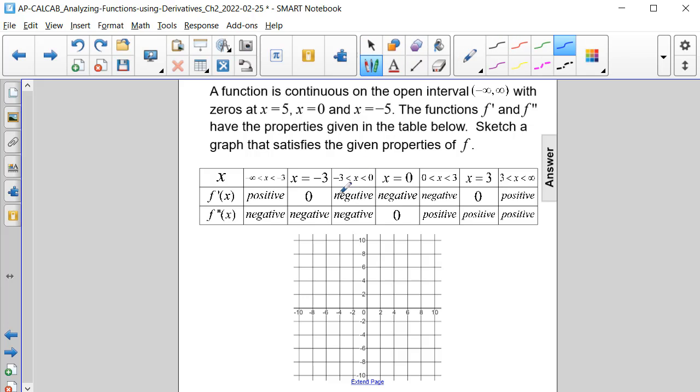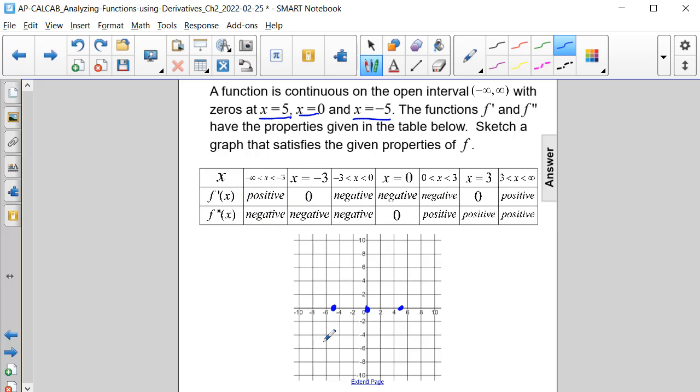All right, so in order to begin, let's first graph our zeros that were provided in the instructions. So that's at x equals 5, so that's right about here. X equals 0 and x equals -5. Okay. And now we are given this information within our table, and we can use this information to make a rough sketch of what our graph will look like.